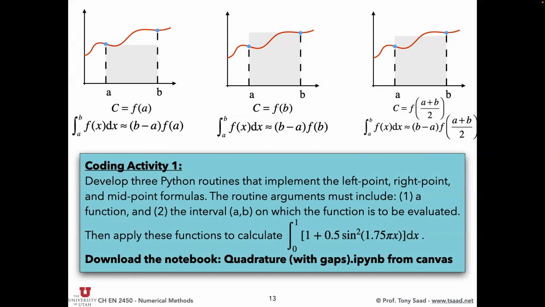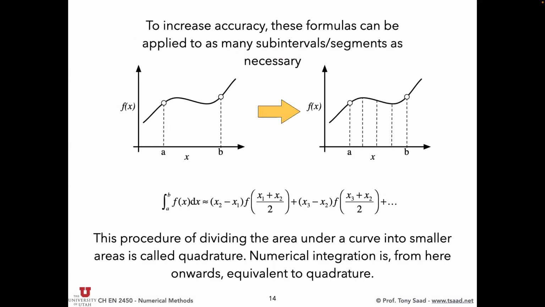In the end, the integral of f of x from a to b is equal to the integral of f of x from a to a1 plus the integral from a1 to a2 plus the integral from a2 to a3, all the way to the end, right? Visually, this would look like this. If you had this entire interval, rather than taking this entire interval, especially if the function has a lot of variation, why not split it into smaller intervals and apply the same formulas, the left point, the right point, the midpoint?